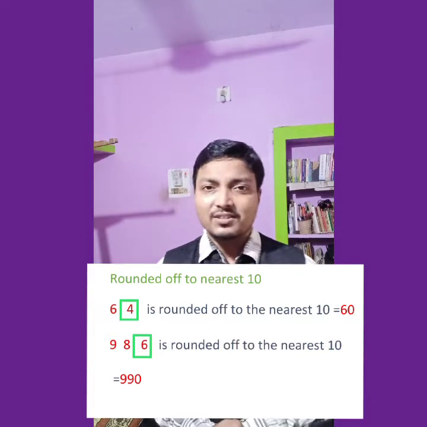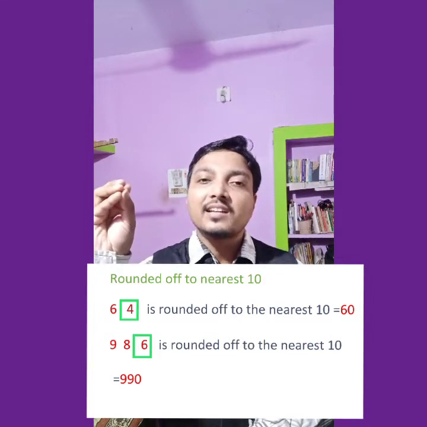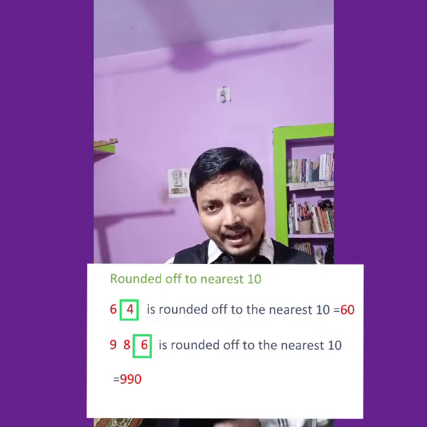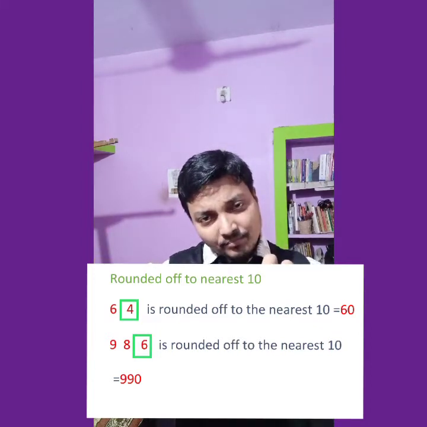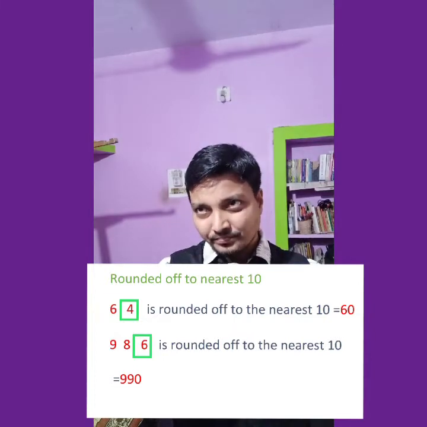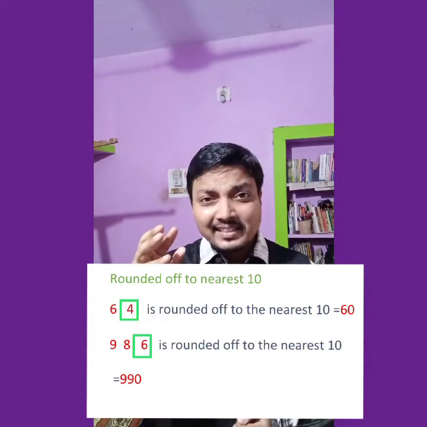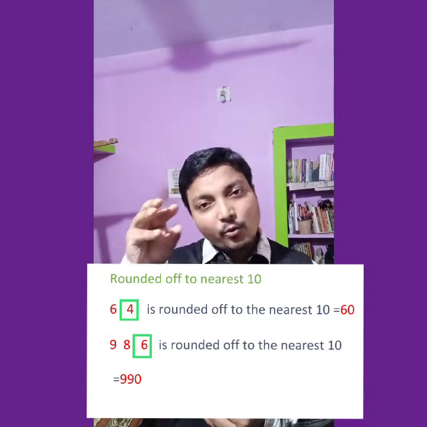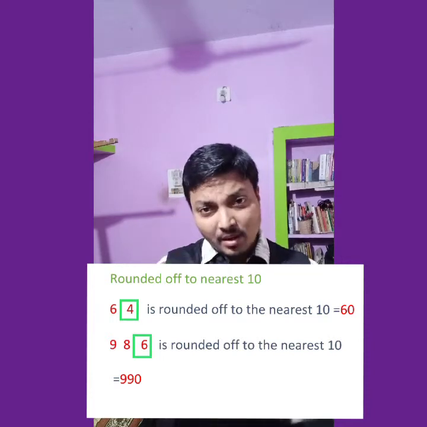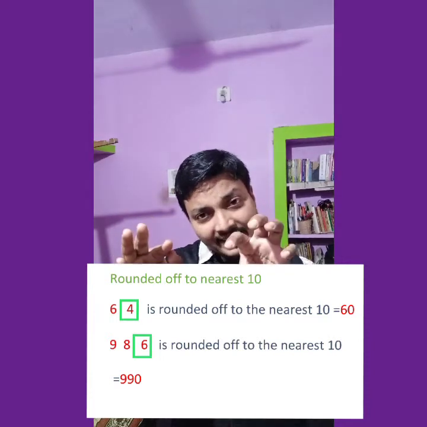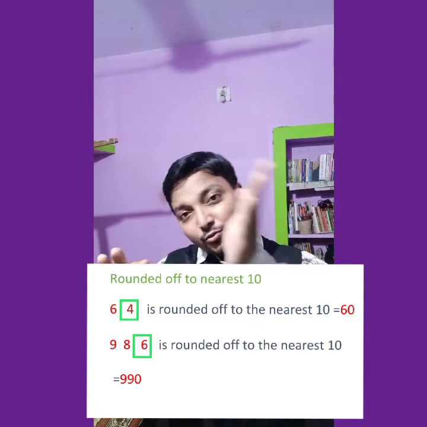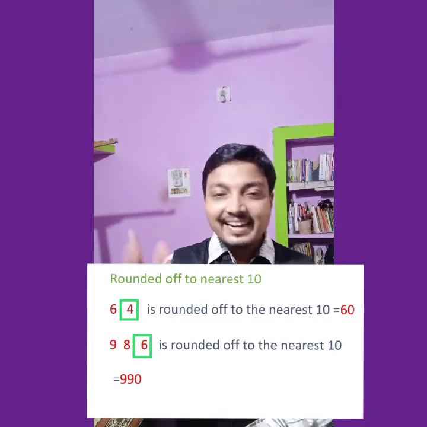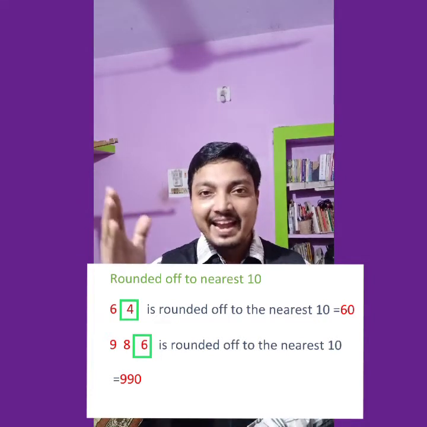When we check the ones place, the digit is 6. I said whenever the ones place digit is less than 5, the remaining digits remain the same and the ones place is replaced by 0. But here the ones place digit is 5 or more than 5. Whenever it is 5 or more than 5, the ones place digit is replaced by 0, but the remaining digits, 98, should be replaced by the next number, 99. So the nearest 10 is 990.